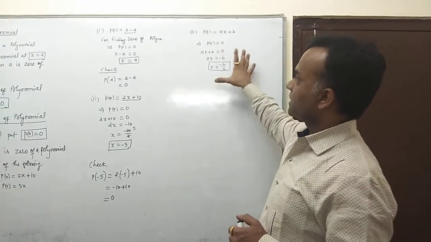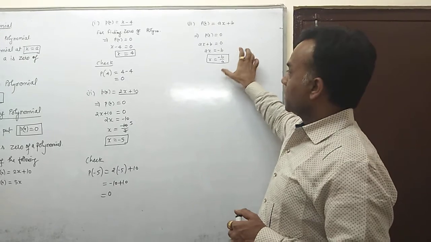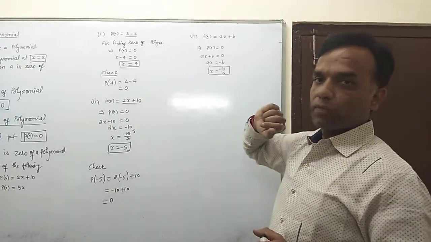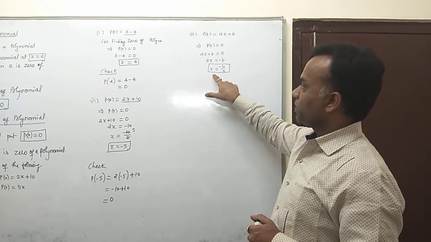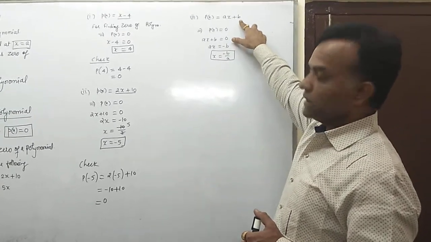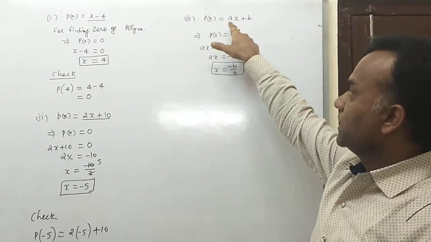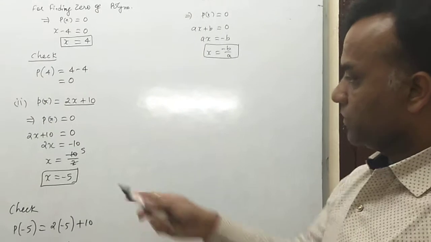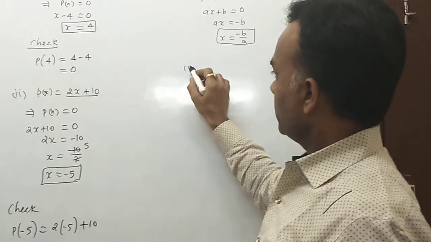So, the general form of the linear polynomial. If you have the general polynomial and you want the zero of the polynomial, then you always use this formula: x equal to minus b by a. It means b is the constant term and a is always the coefficient of x. Okay, so now we try the fourth question.